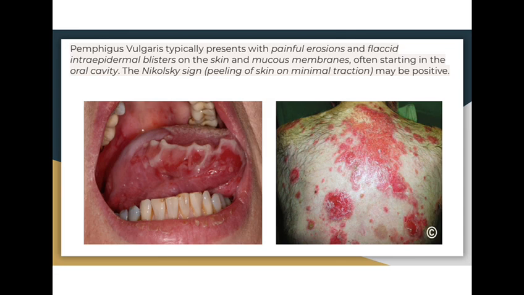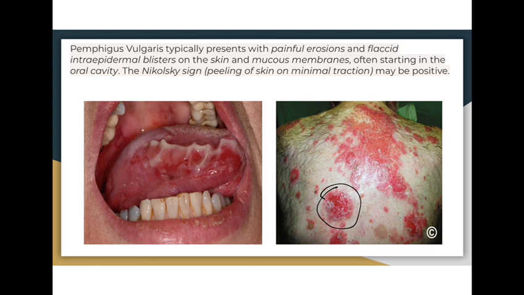Recall I said the blisters in pemphigus vulgaris are flaccid, meaning that they burst easily. This is important in remembering two things. First is the patient might present to you with painful erosions, as you can see in the right picture. Second is remembering positive Nikolsky's sign, which just means peeling of the skin on minimal traction.